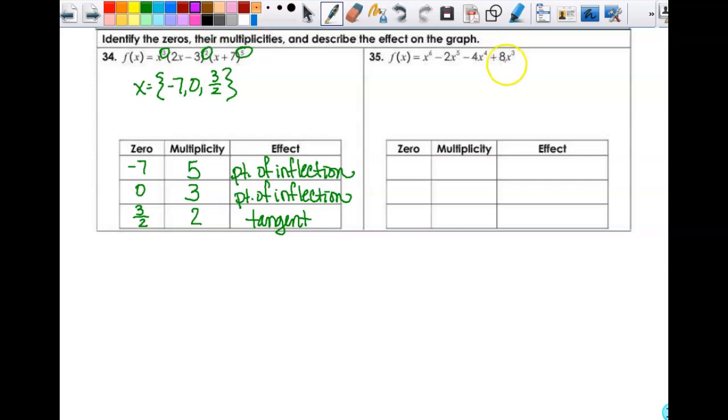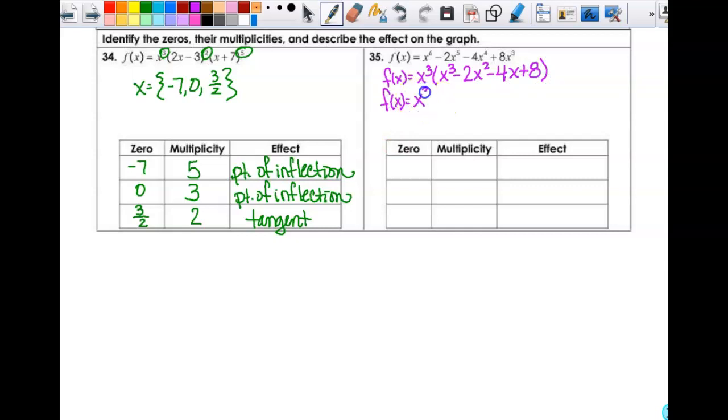But I got a GCF here. I'm going to factor out my x cubed. So f of x is going to equal x cubed times (x cubed minus 2x squared minus 4x plus 8). Okay, so then I'm going to factor by grouping.